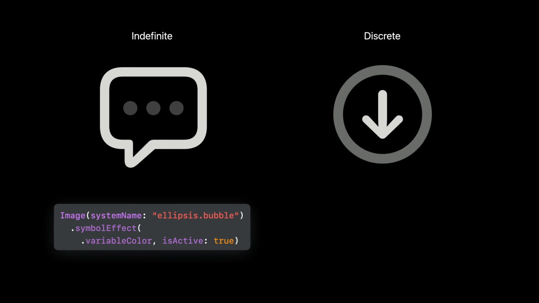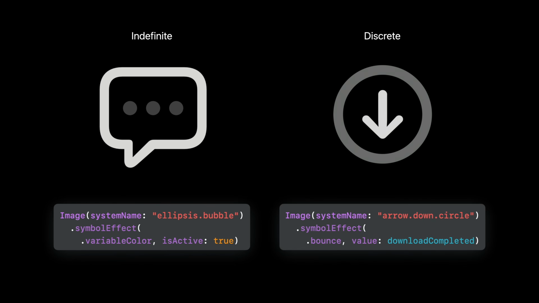Use a discrete effect for indicating an event, like a download completing. These effects are triggered when the event occurs. Some examples are bounce, pulse, and wiggle. To add one of these effects to an SF symbol, use the symbol effect modifier with the value parameter. Whenever this argument value changes, the effect will run.